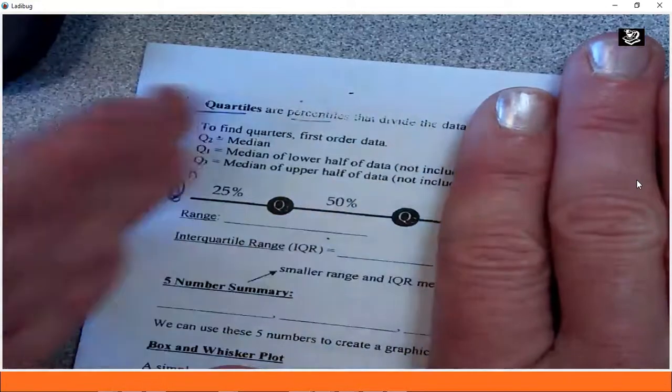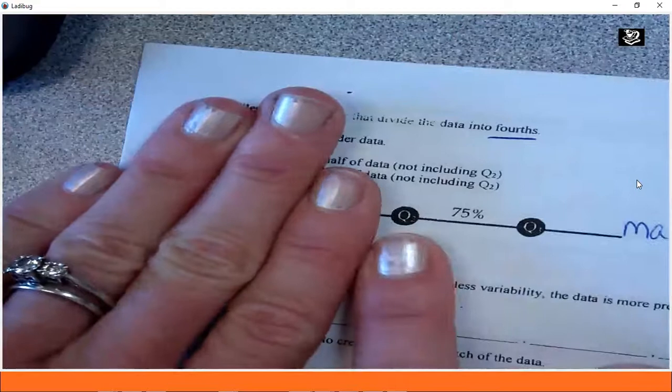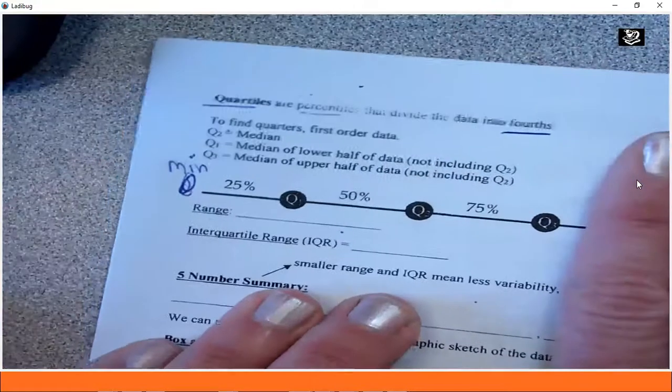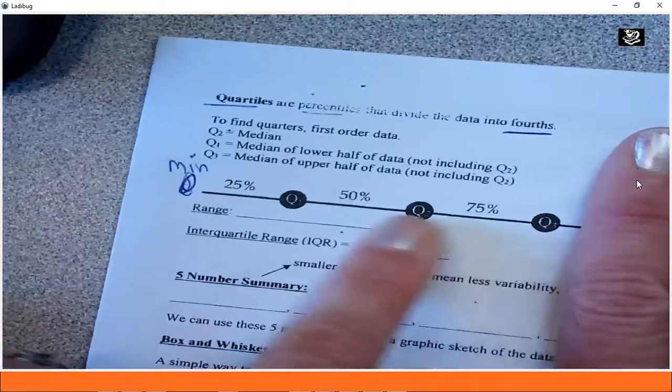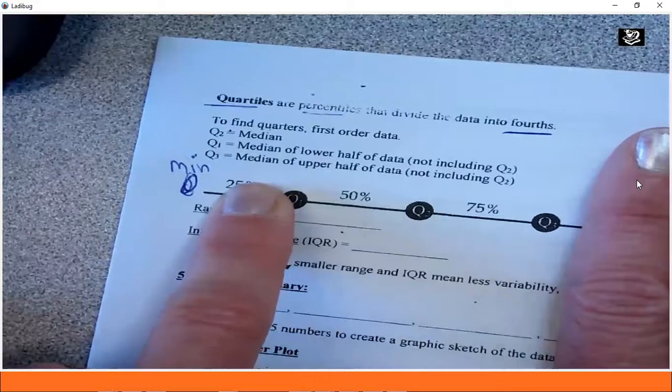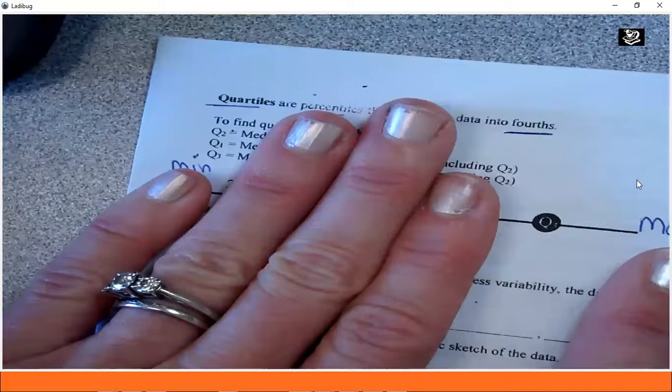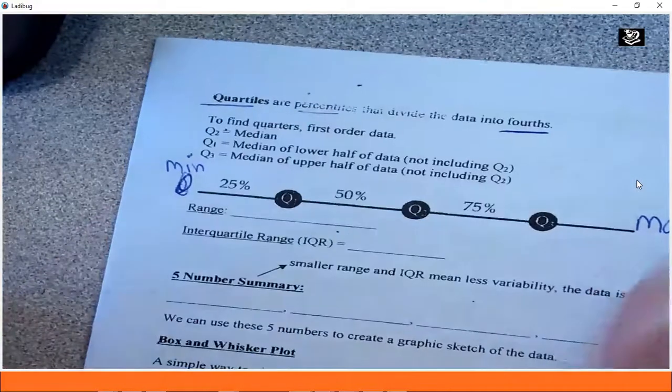50%, half of it. How much data is greater than Q2? 50%, half of it is above, okay? How much data is below Q3? 75%. How much data is greater than Q3? 25%. Good. Okay. All right.